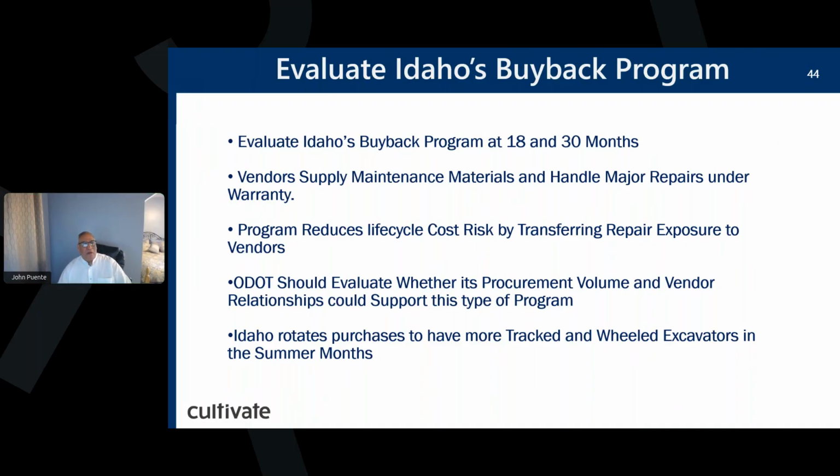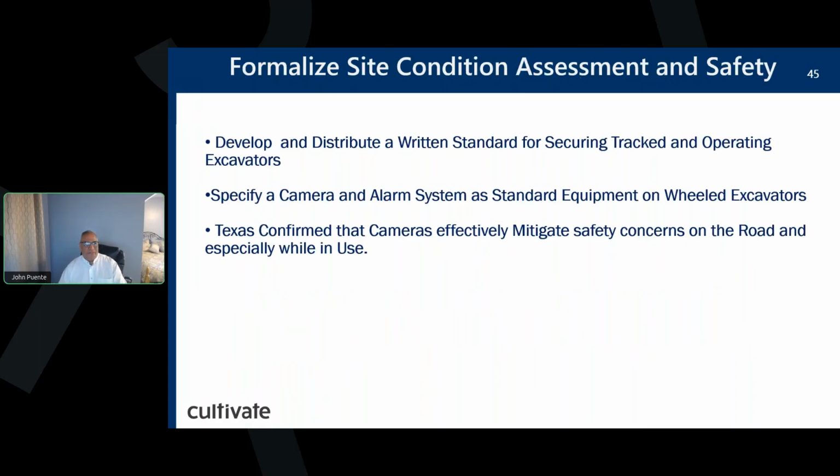Let's see. Their recommendation from Idaho was that ODOT should evaluate whether their procurement volume and vendor relationships could support this type of program. So it's something that Ohio should look into. And then rotating those purchases was another slick idea, where during the winter months, they would have a fleet of certain equipment to help for the winter season. And then during the summer, they would have more tracked and wheeled excavators, because that's when they could utilize and take advantage of those pieces of equipment.